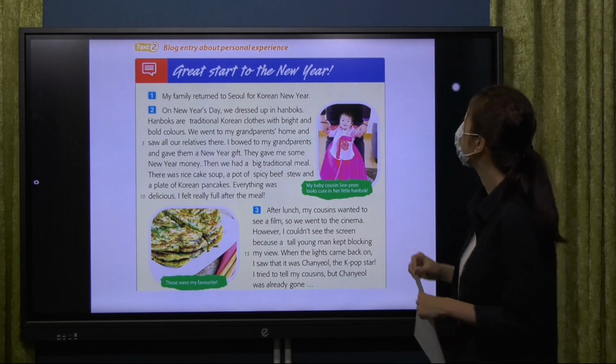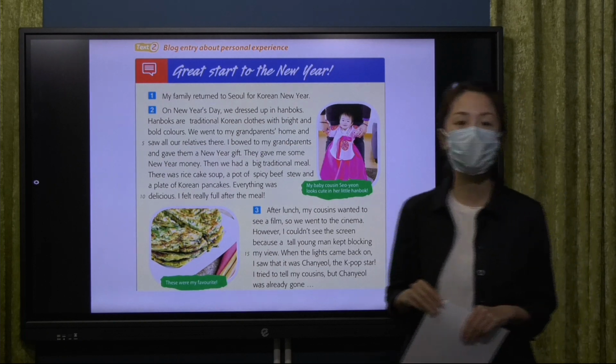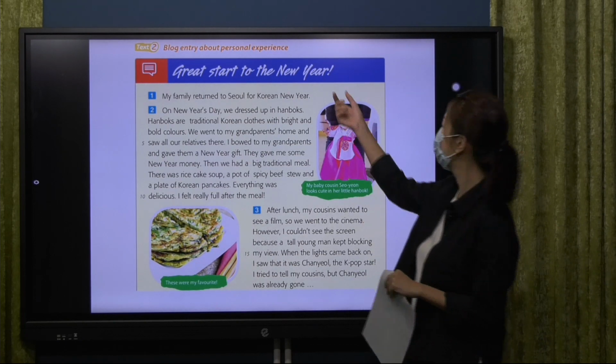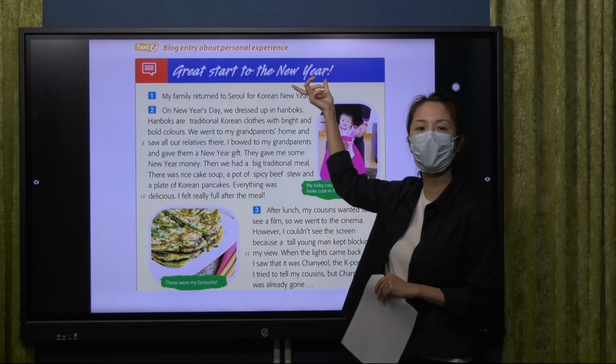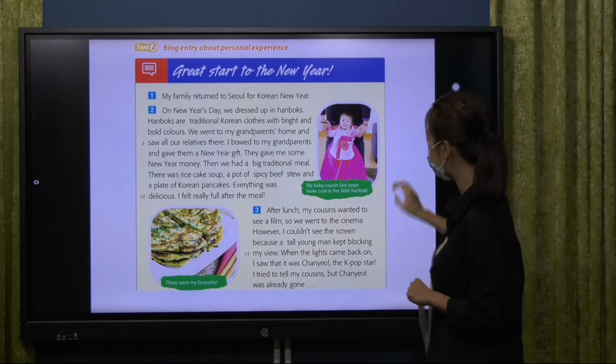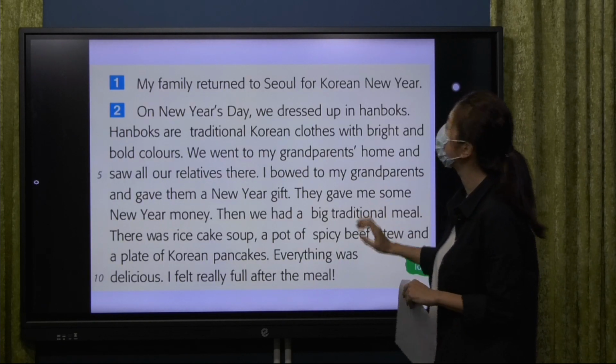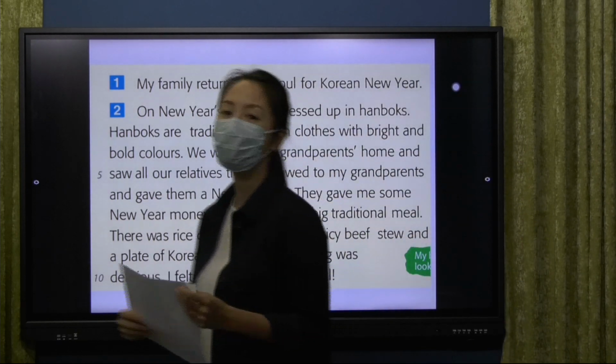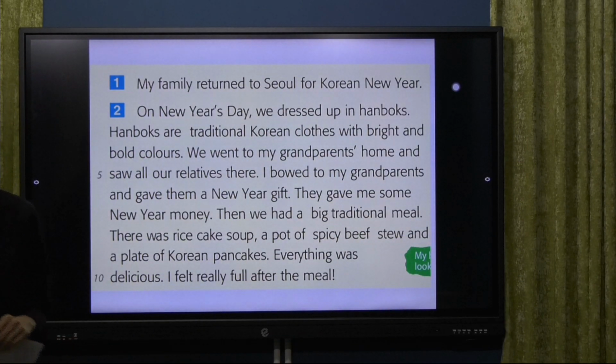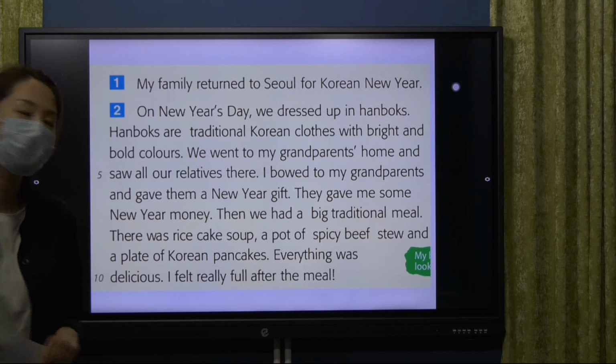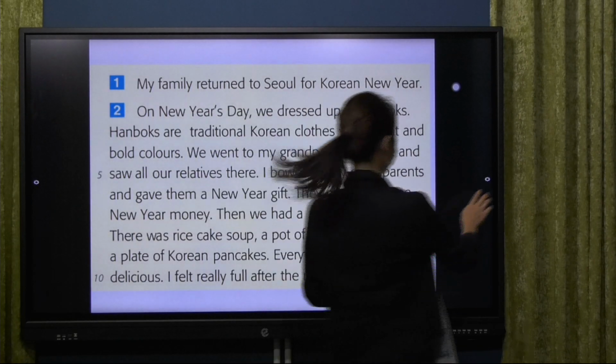So let's look at this one. Great start to the new year, okay? So this is the topic about new year, okay, new year. So let's look at in details. All right, let's look at paragraph 1 first. My family returned to Seoul for Korean New Year.